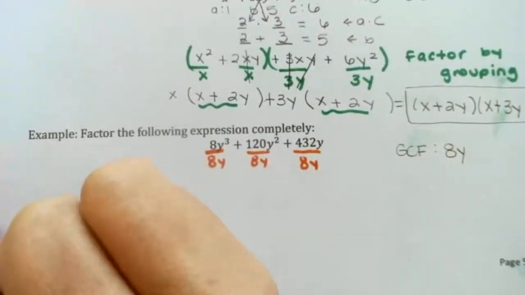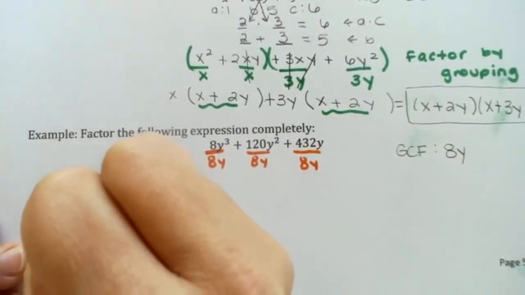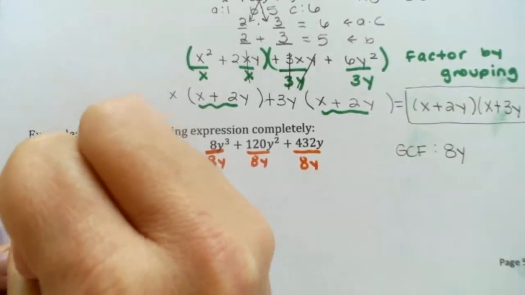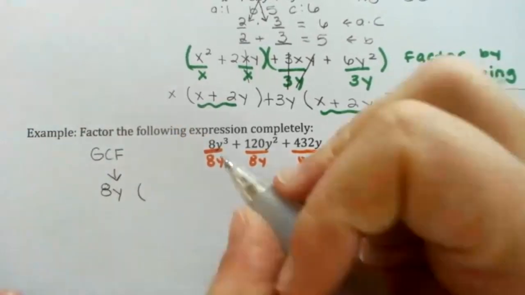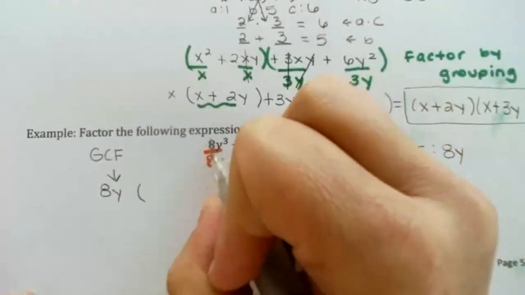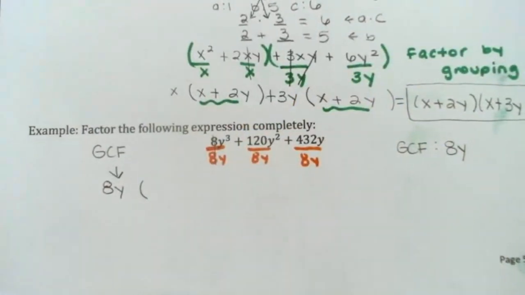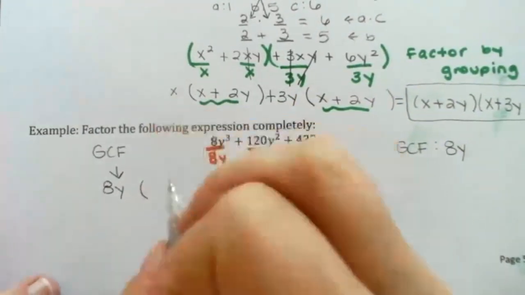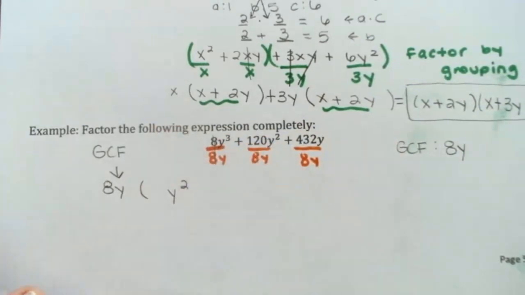So remember, this 8y goes out front. It is our GCF. And let's see what we're left over with. 8y cubed divided by 8y: 8 divided by 8 goes to 1. I have 3 y's, I'm taking away 1 y, that means 2 y's are left over, so y squared.